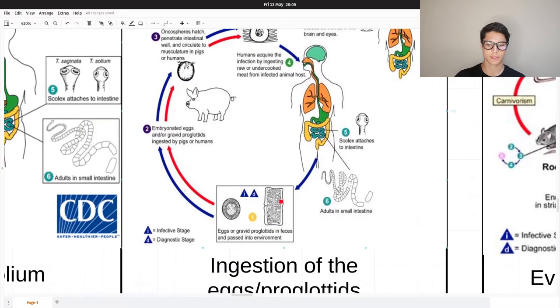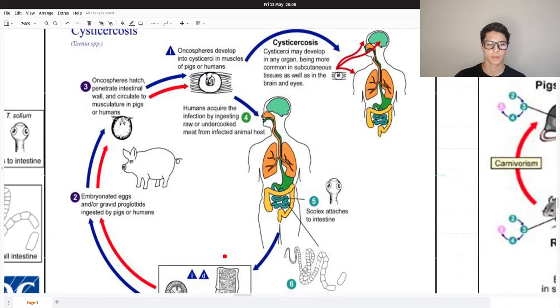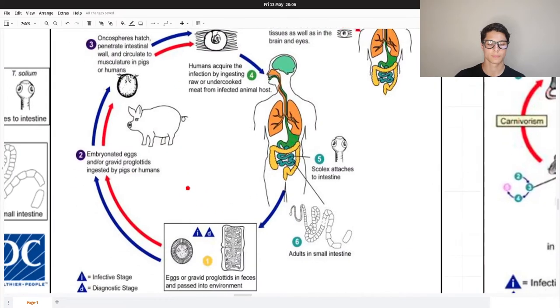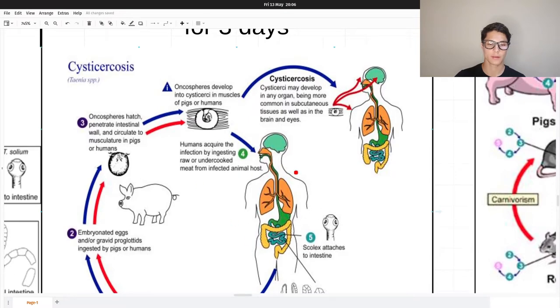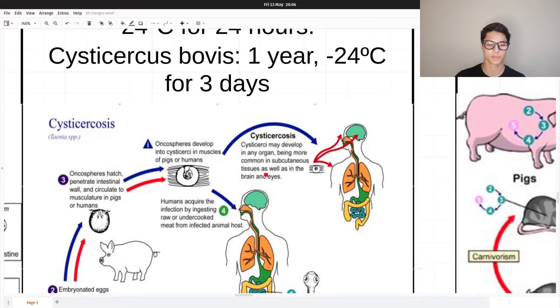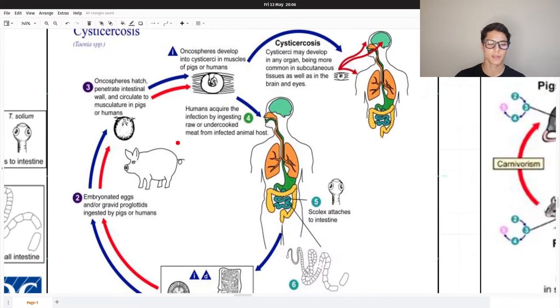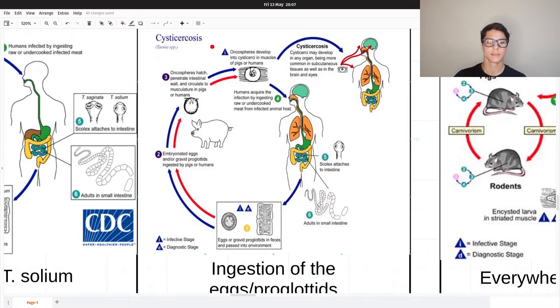The life cycle here is this one. This is the Taenia life cycle. But here it says humans too. Why? Because if we ingest the embryonated eggs directly, we're going to develop cysticercosis. Cysticercus may develop in any organ, being more common in subcutaneous tissues as well as in the brain and eyes. So basically, it will do the same thing it does to the pigs and to the cows. It will migrate to other parts of the body and it will cause severe problems. Indeed, cysticercosis is even worse than having Taenia.